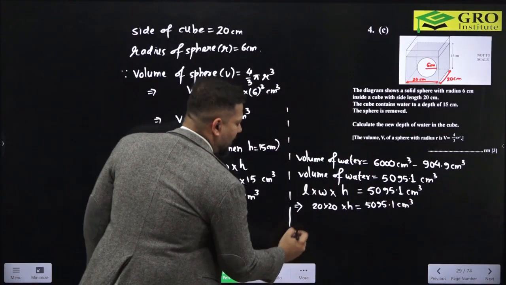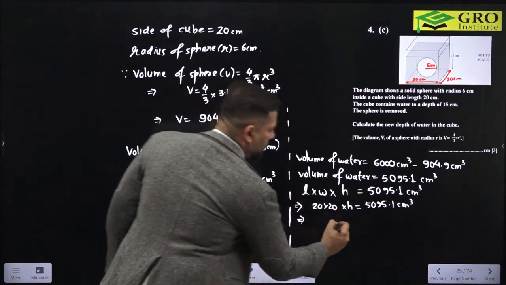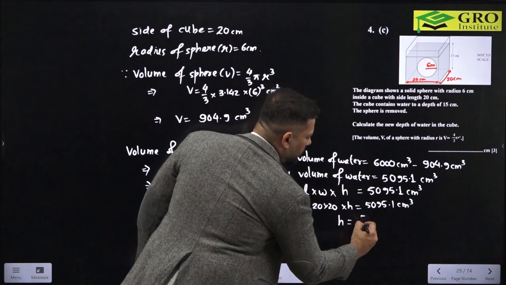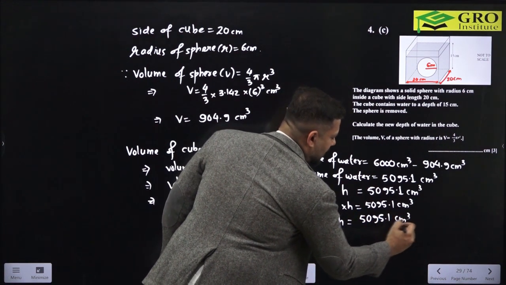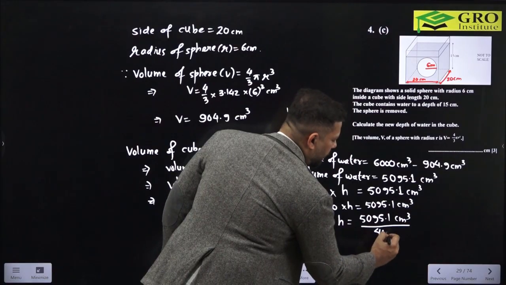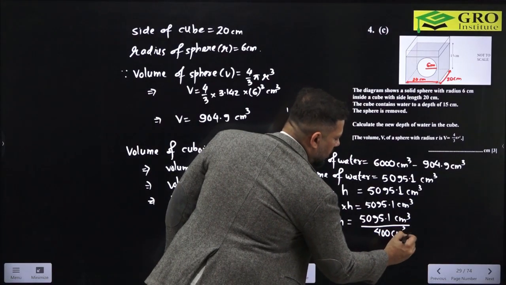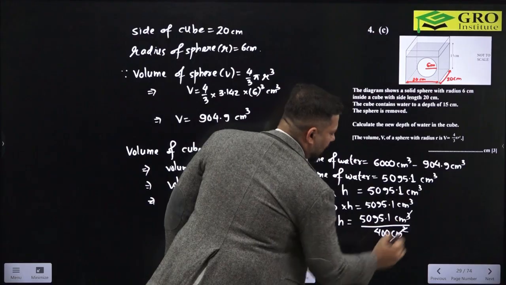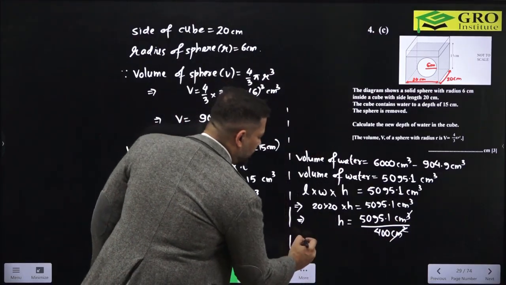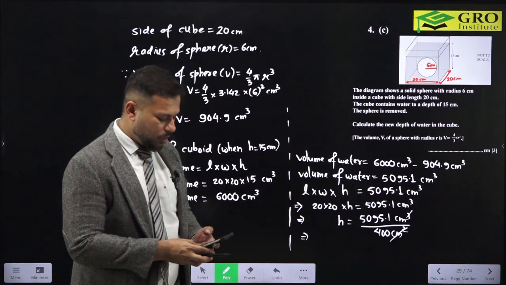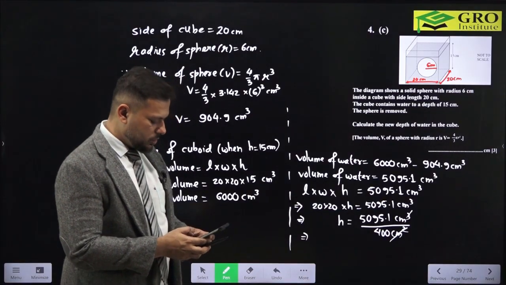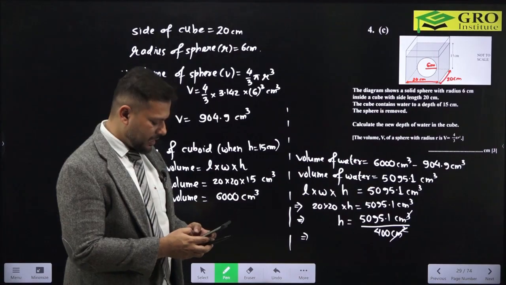Here this 20 times 20 is 400 centimeter square. So H would be 5095.1 centimeter cube upon 400 centimeter square. So this centimeter square cancels the cube. So we are left with 5095.1 divided by 400. Let us quickly find it out. Let us just divide it. We will get the answer.